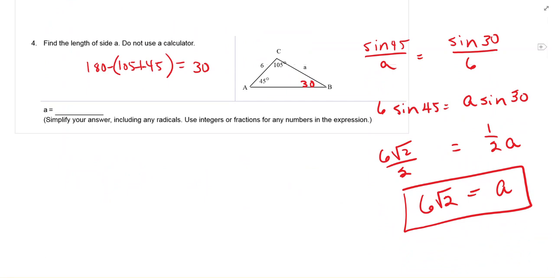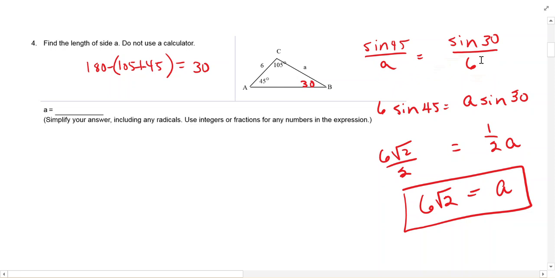Number 4, find the length of side a. Do not use a calculator. So here's the deal. Sine of 45 over a equals sine of 30 over 6.